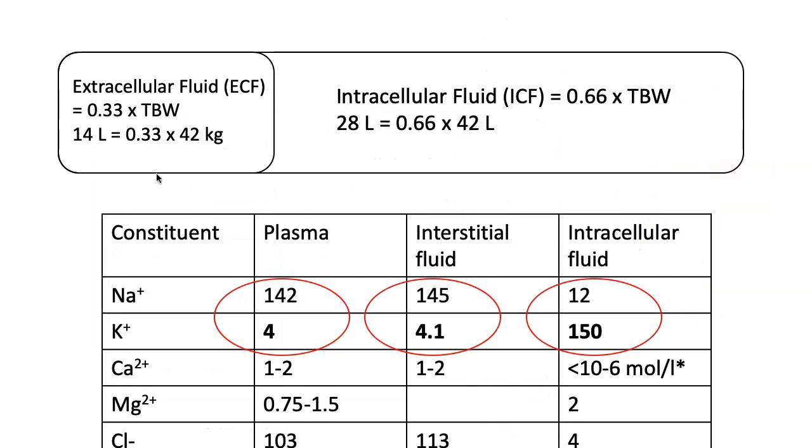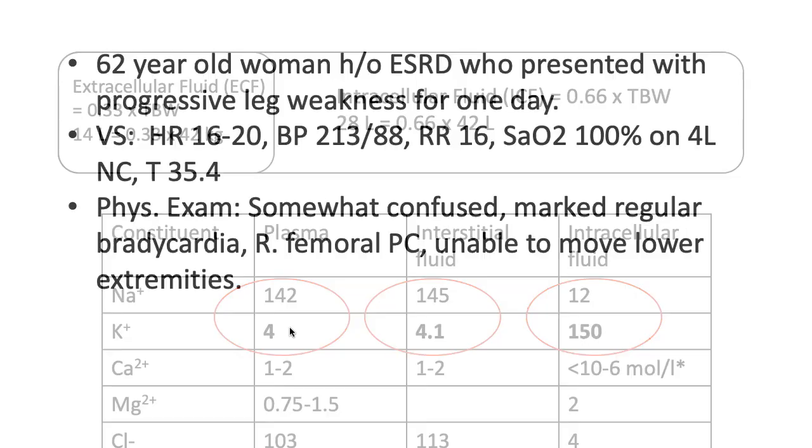Just to reiterate, the composition of fluid inside cells and outside of cells. So inside of cells, it's a lot of potassium. How much? About 150 milliequivalents per liter. Compared to plasma and interstitial fluid, it's about 4 milliequivalents per liter. The normal range for plasma potassium is usually given between 3.5 and 5.5 milliequivalents per liter.